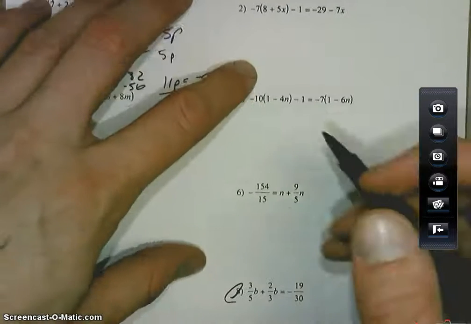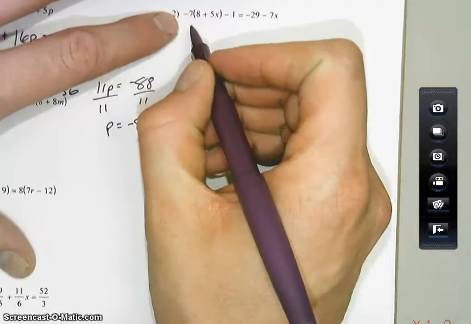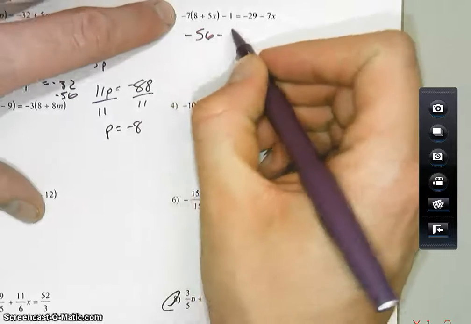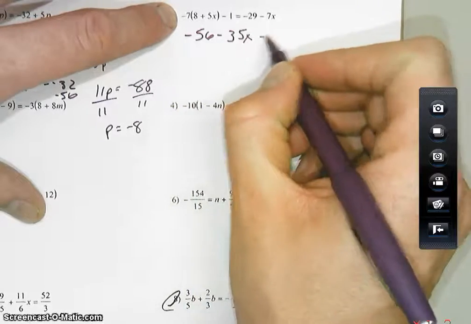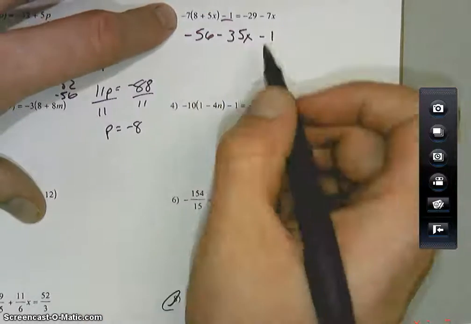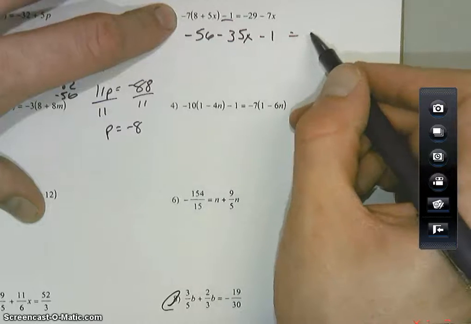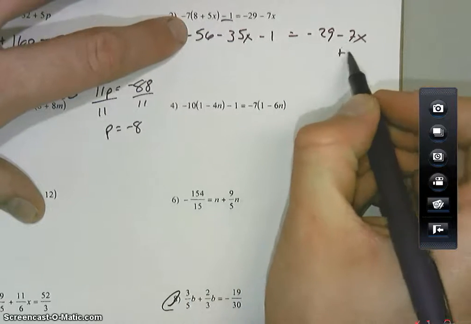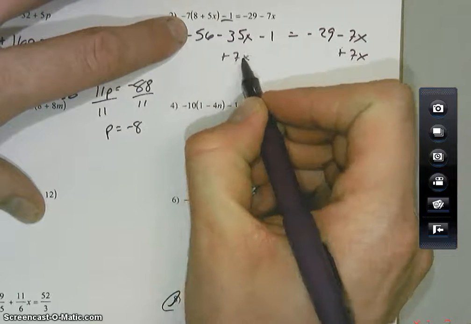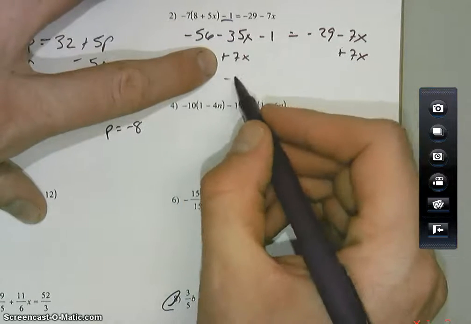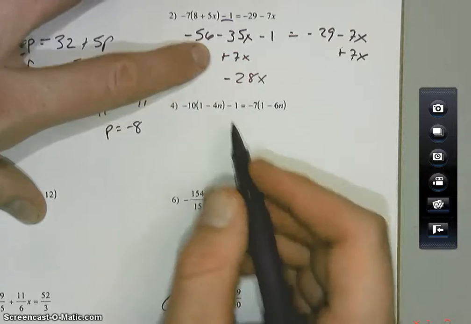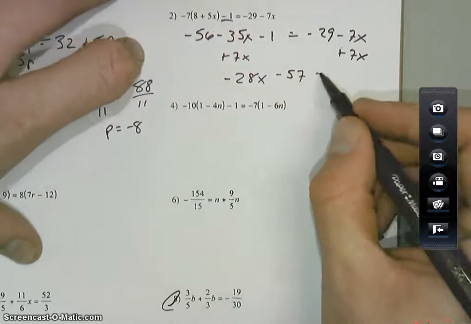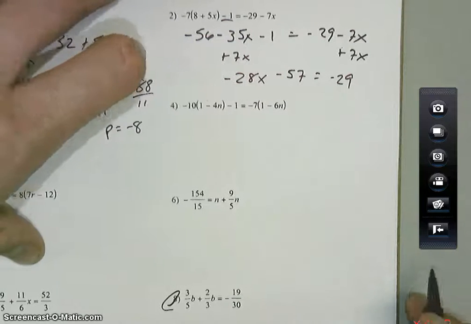So when we move over to number 2, we want to distribute first. 7 times 8 again, we have negative 56 minus 35x minus 1. The negative 1 just hangs out. Tack it on to the end. Equals negative 29 minus 7x. From this point, I can add 7x. Negative 35 plus 7 is negative 28x. I have negative 56 minus 1, which is negative 57. And that equals negative 29.